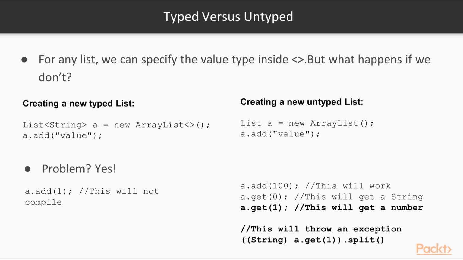Called on a string, this is supposed to split it after every space. However, in our case, a.get(1) will return a number. A number cannot be cast to a string, so the line will throw an exception.